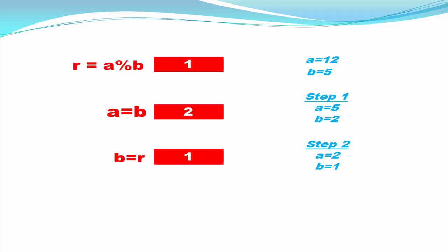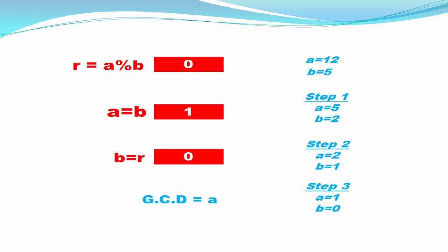You can see here the value of b is 1, which is not equal to 0. So we execute these three statements again. This time a equal to 2 and b equal to 1. And we perform 2 mod 1 and the remainder is 0. Next execute a equal to b and a's value is 1. Then execute b equal to r and b's value is 0. As we reach b equal to 0, we stop the execution and GCD will be a's value. Since a holds 1, the GCD of 12 and 5 is 1.